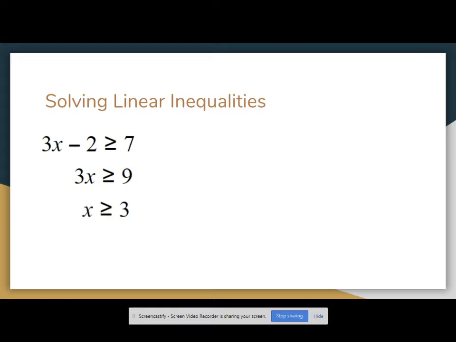X is greater than or equal to 3. So x could be 4, 5, 6, 7.2, 9.57, or x could be exactly 3. Because there's this extra line here, x could be equal to 3.